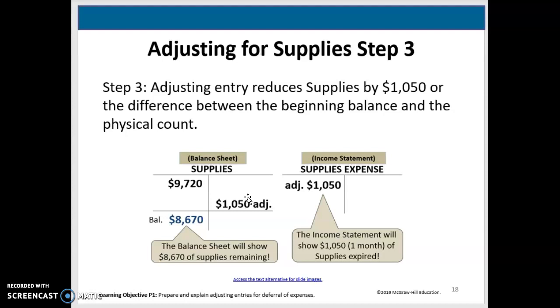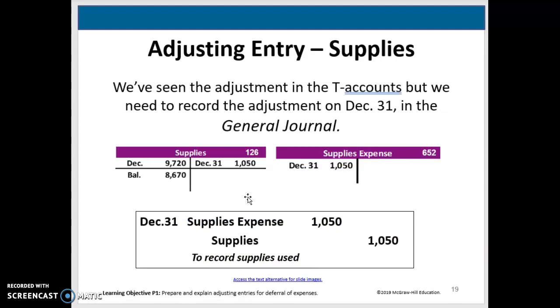So again, it's an adjusting entry for a prepaid. Supplies falls under that. We bought it up front, right? So we're debiting an expense account and we're crediting an asset account. This time we're debiting supplies expense and we're crediting supplies. So we're reducing the supplies that we show on hand, and we're expensing what we've used, because now we've used $1,050 of it. So here we can see the entry.